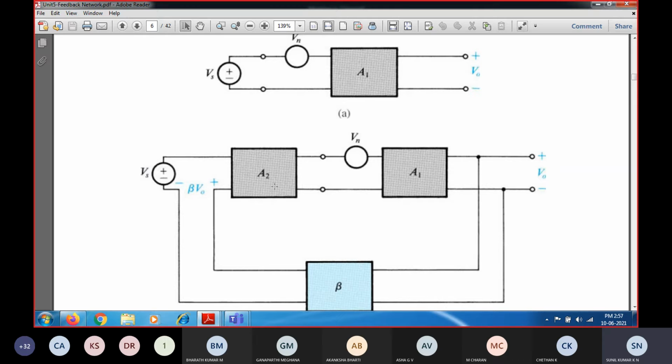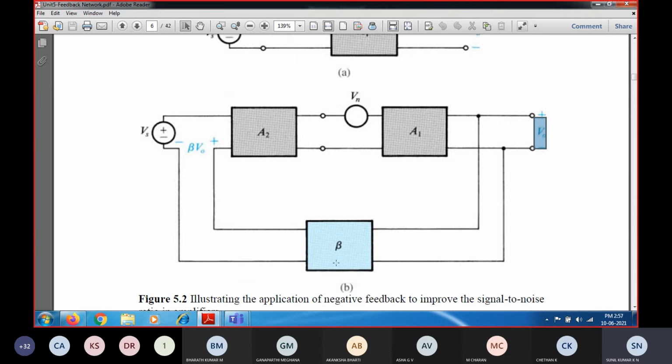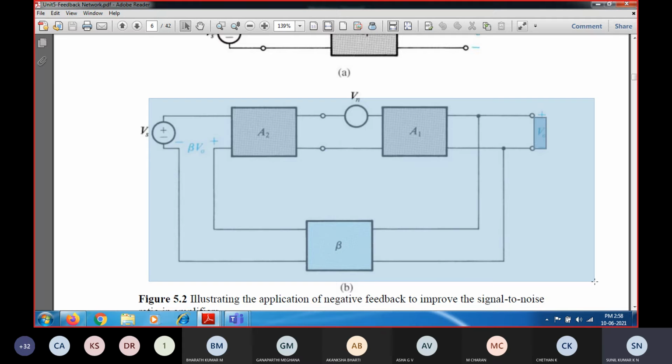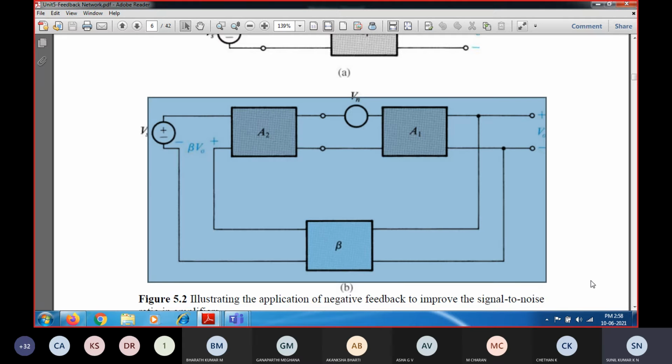Okay, so signal voltage goes to the amplifier A2. The output of amplifier A2 is given to the input of A1 as well, and finally we get the output over here. Part of the output is given as input to the feedback network, and the output of the feedback network is given to the clean amplifier in this fashion. So this is how you see the feedback with the amplifier setup.